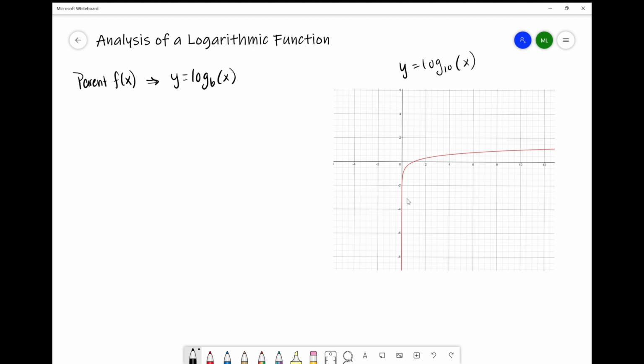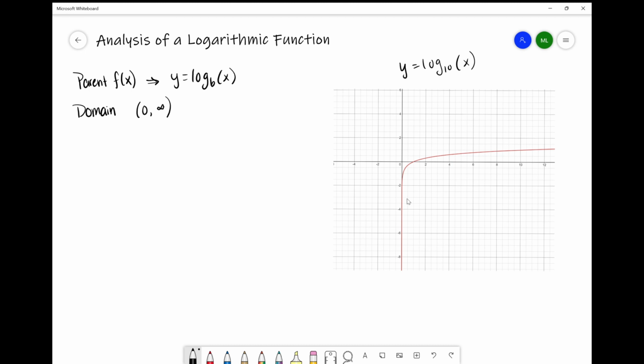Now let's look at our domain. For a log function, our domain is the set of all positive real numbers. Remember that log of 0 is undefined. So we would start with 0, not including 0, and go all the way to positive infinity. This is our domain in interval notation.